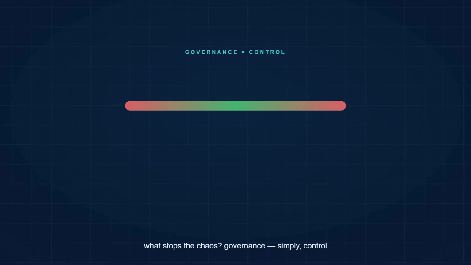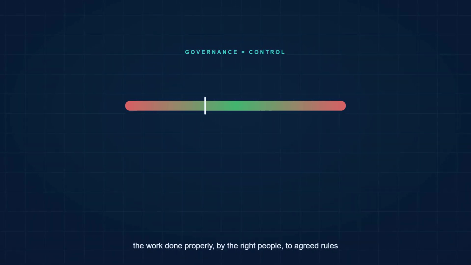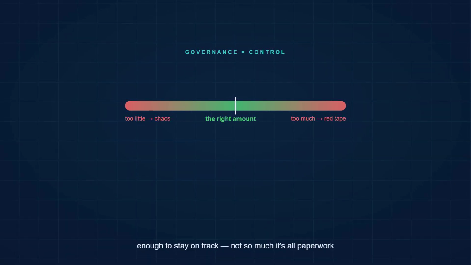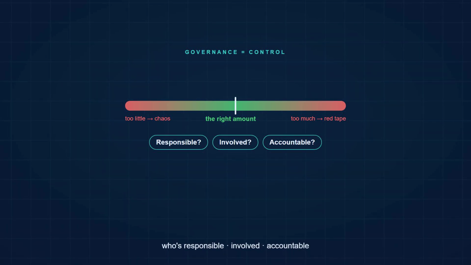One word: governance. And governance is simply control. Making sure the work gets done properly by the right people to the rules everyone agreed on. The trick is the right amount of control, enough that everybody sticks to the agreed principles and standards, but not so much that you spend more time filling in forms than actually doing the work. At its heart, it just answers three plain questions: who's responsible, who's involved, and who's accountable.